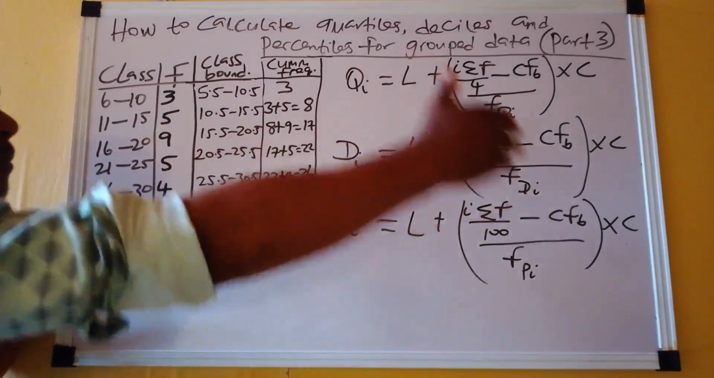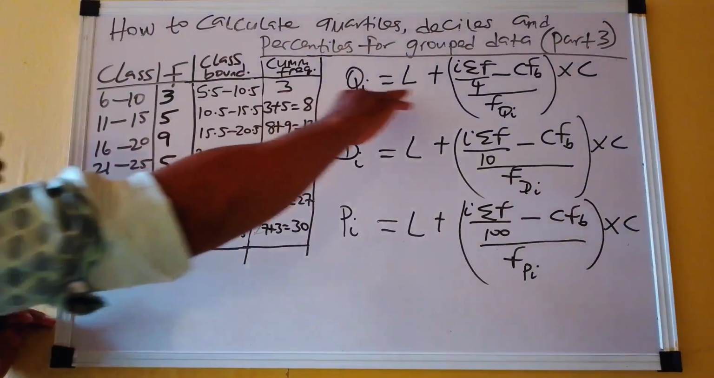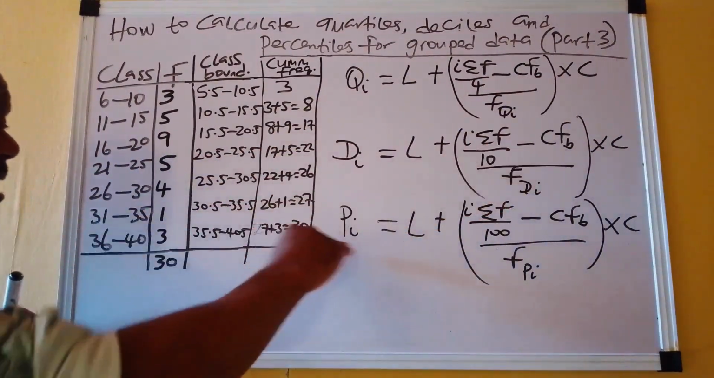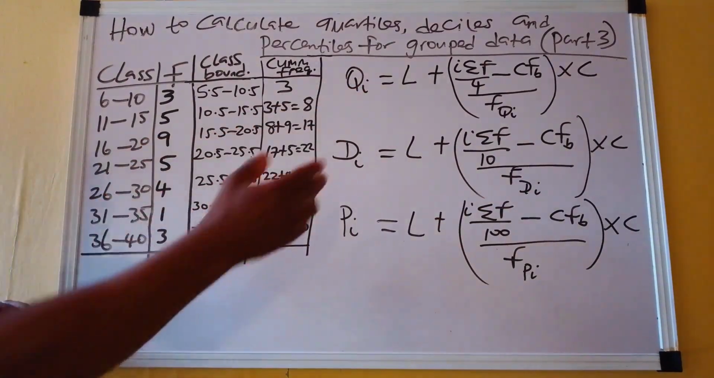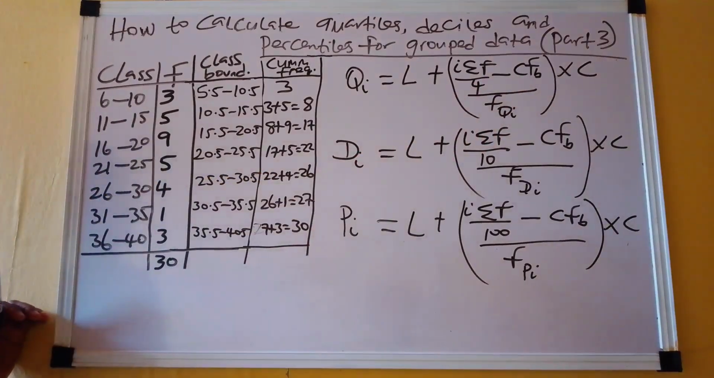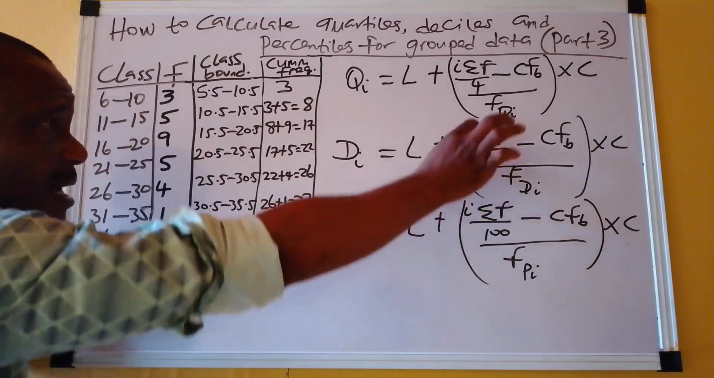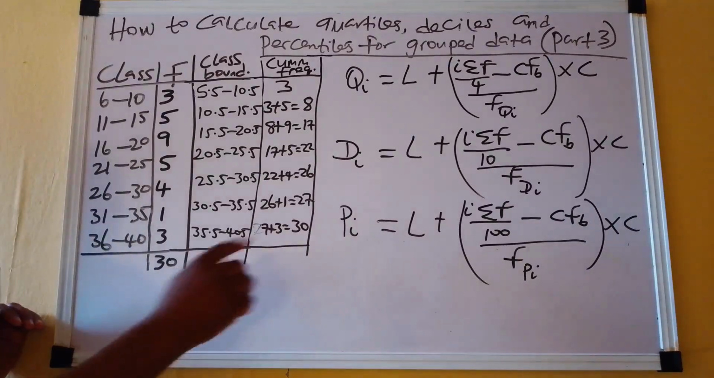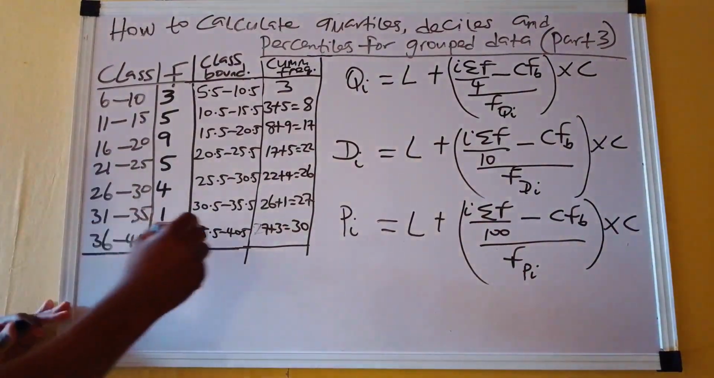So these are the formulas that we use to calculate the quartiles, the deciles, and the percentiles. For the quartiles, we have 3. The quartile is sharing the data set into 4 equal parts. That's why we are dividing here by 4. The decile is dividing the data set into 10 equal parts. That's why we are dividing by 10. Then the percentile is dividing the data set into 100 equal parts.